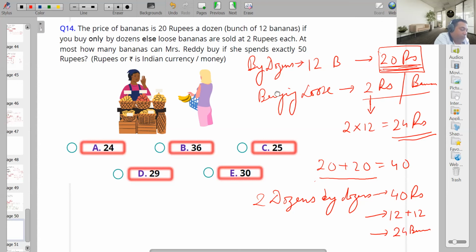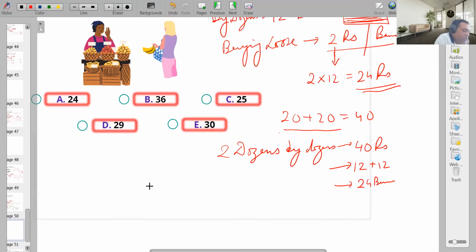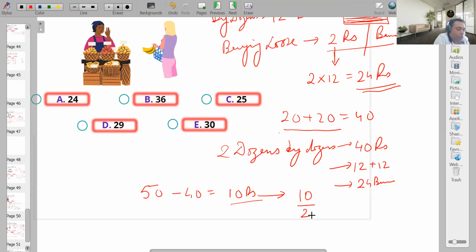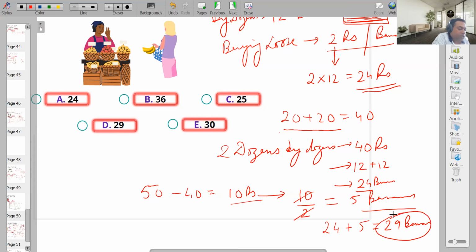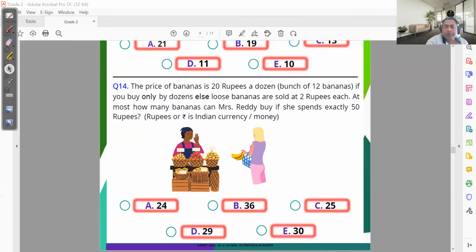Now she's left with 10 rupees. Why? Because she's spent 50 rupees overall. So 50 minus 40 is 10 rupees. And for this 10 rupees, she is going to buy loose bananas. So 10 divided by 2 rupees, which is the price of each banana, you will get 5 bananas. Right? So overall, she bought 24 plus 5, which is 29 bananas. And that's your answer. So 29 bananas is option D. Let's move to the next question.